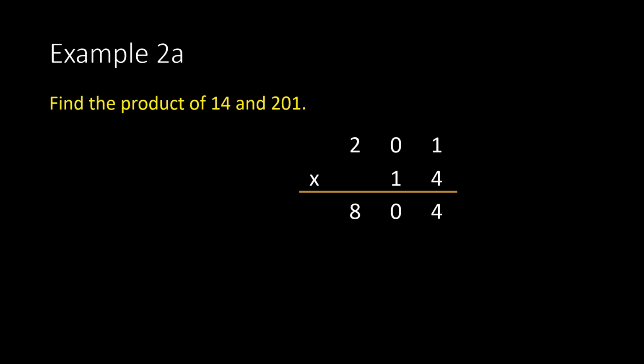Now we need to consider the 1 in the 14 and multiply each of the digits above by this 1. Now, since this 1 actually represents the 10 in the number 14, we need to place a 0 here as shown and then start multiplying. So we have 1 times 1 equals 1, and we place the 1 here. 1 times 0 equals 0, and we place the 0 here. And 1 times 2 equals 2, and we place the 2 here.